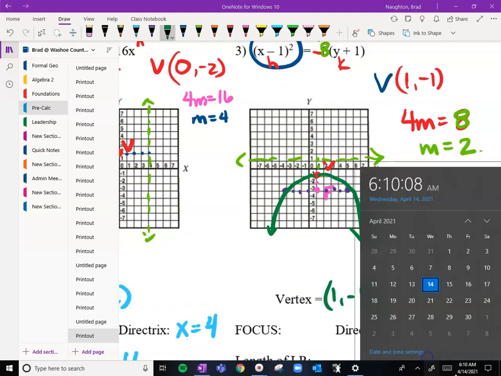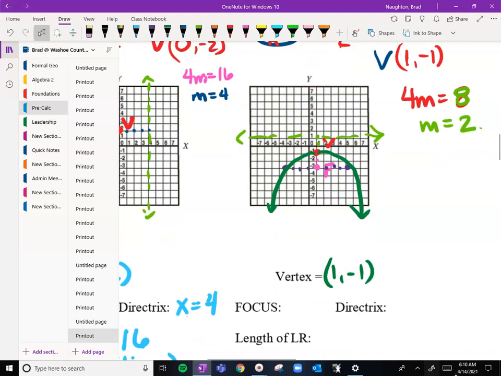So this is going to be 1, -1. My focus is going to be the point, let's make sure we get that one right. It looks like 1, -3. My directrix is going to be y equals, because it's going side to side, so that's y equals +1. And then my LR is 8. Remember, it's not a -8 because it's positive.